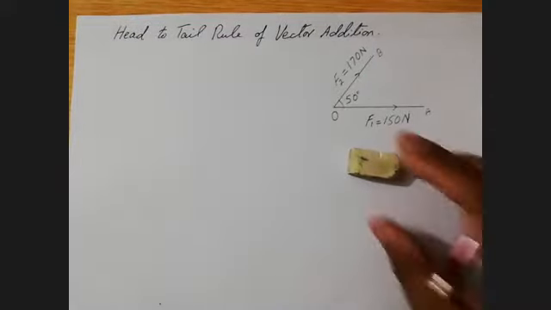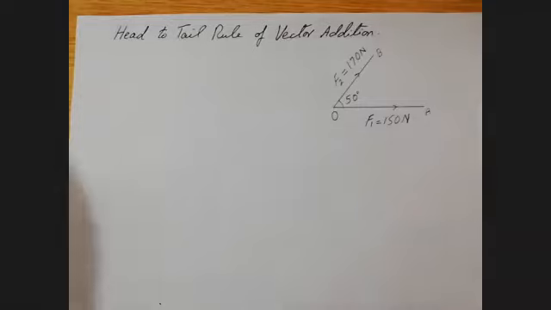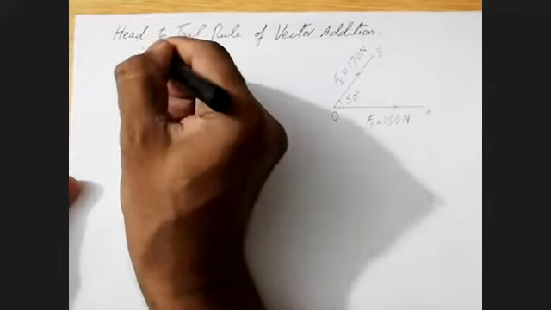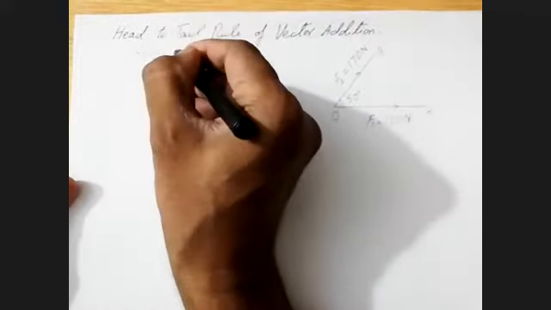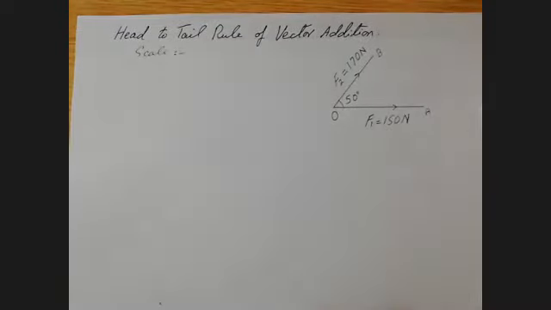So kindly observe what we are going to do. We are going to discuss the head to tail rule of vector addition. The first thing, as I told you, is that you have to choose a scale. Let me see, I am choosing that 25 Newton may be taken as 1 centimeter.